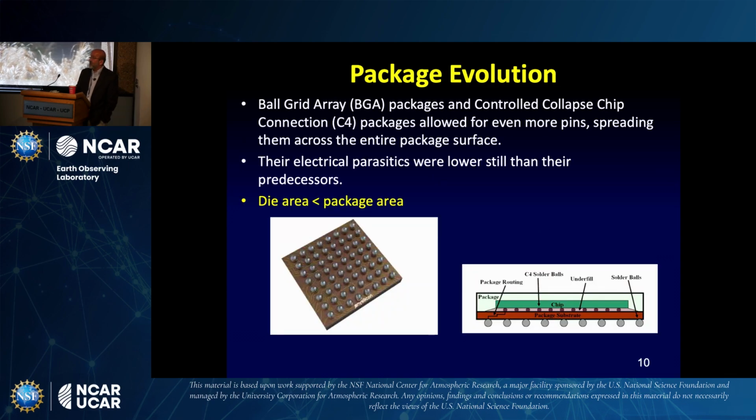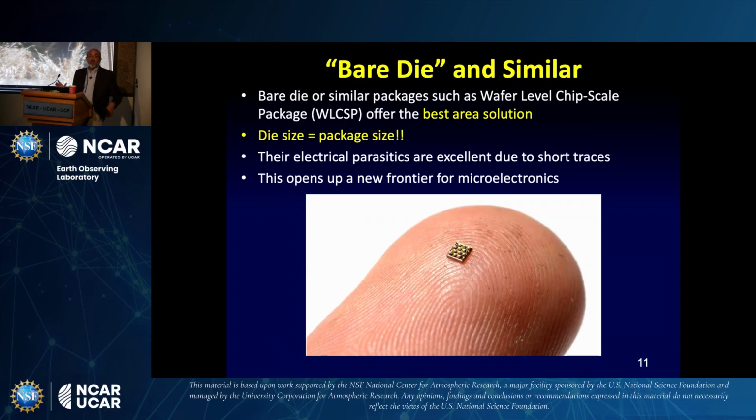And the next evolution, not quite the ultimate, was where you had pins everywhere on the surface of the package. So this was what was called the ball grid array or the C4 packages. And again, here you can see the die on top. The die area is still smaller than the package area. The holy grail would be, what if the die area is equal to the package area? This is about as small as you can make the package, just the size of the die.